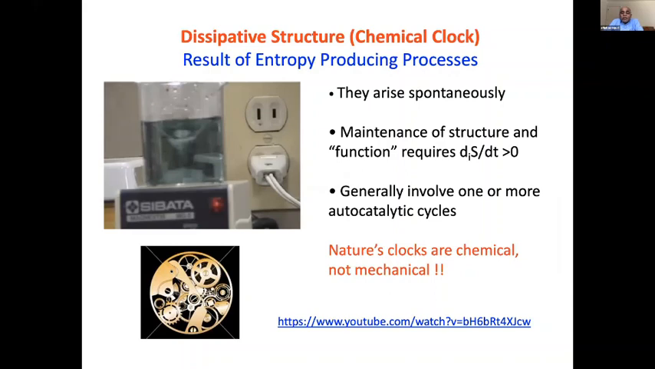But the key point is that this clock works only because of dissipative processes. Those chemical reactions are continuously generating entropy. There is no clock without any chemical reaction taking place. No structure, nothing, unlike a regular clock.